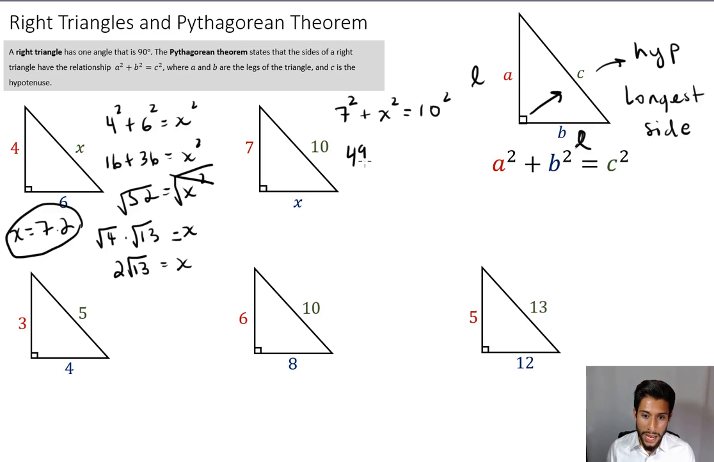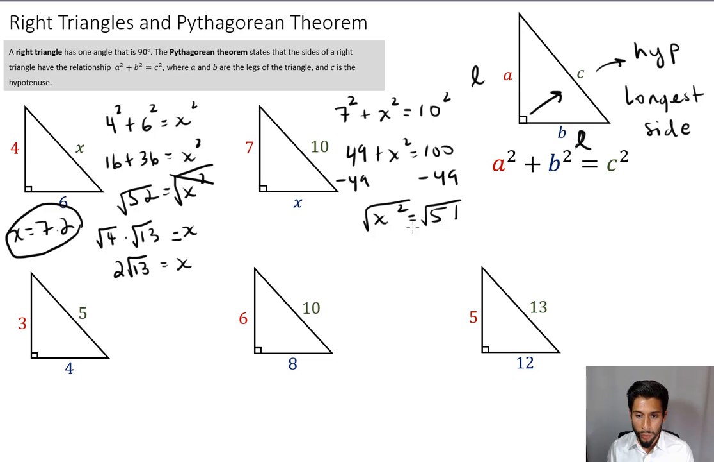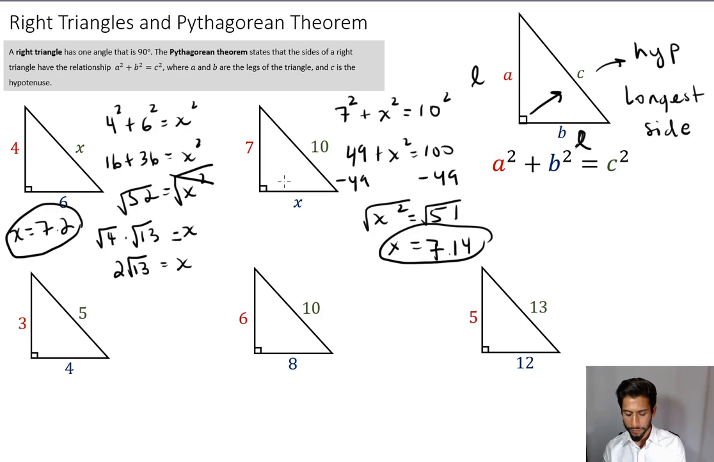So we get 49 plus x squared equals 100. We subtract 49, right? And you get that x squared is equal to 51. Again, square root. This does not simplify nicely, so I'm just going to use the calculator. And boom, this gives you approximately similar to this one, right? It's like one off, 7.14. So that's what x had to be there.